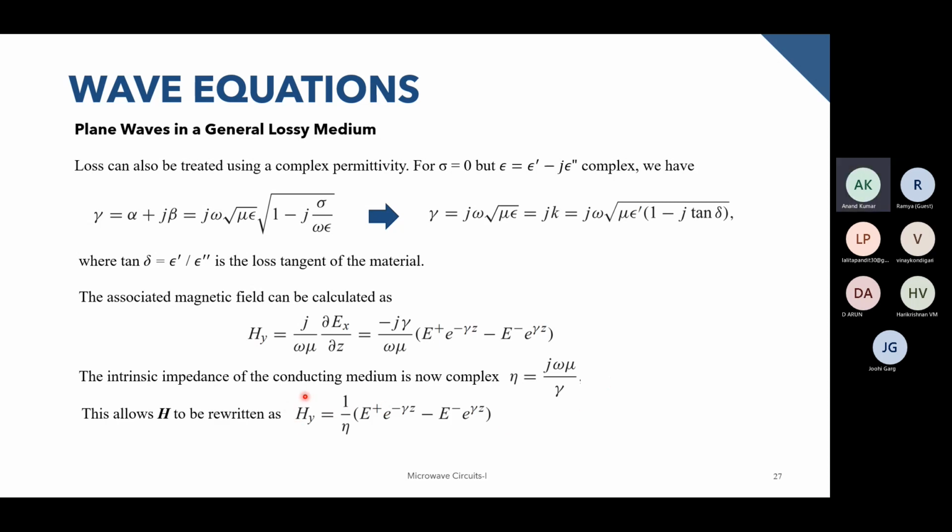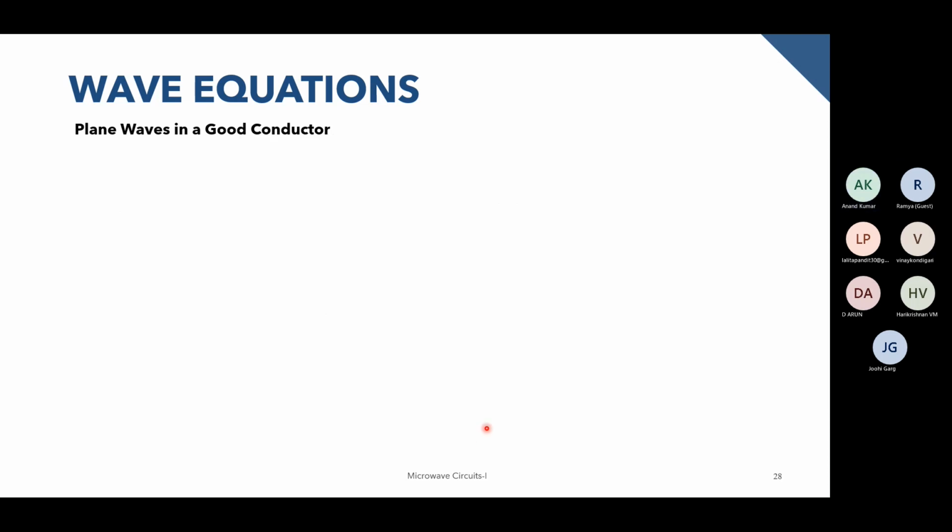And then we can simply write the magnetic field in terms of the intrinsic impedance, the electric field, and the propagation constant. Now coming to plane waves in a good conductor.